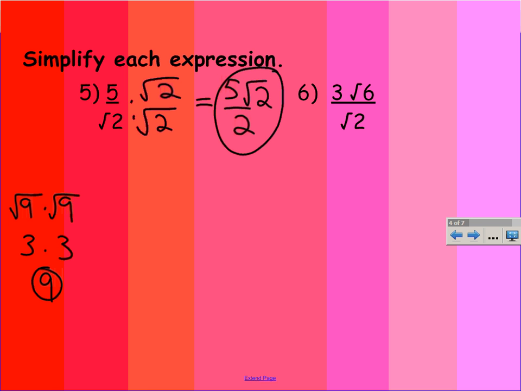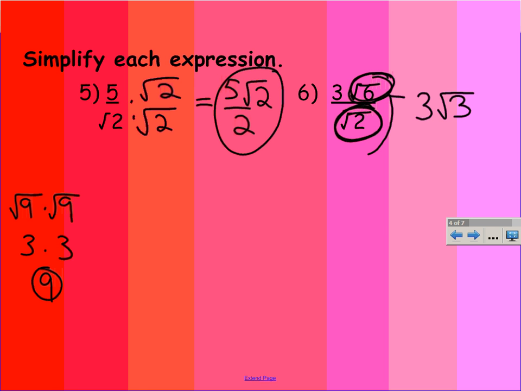On number 6, notice that I have a radical of 2 in the denominator, but I also have a radical of 6. So the easiest way to get here is to just divide the square root of 2 into 6. So I end up with 3 times the square root of 3. In other words, 6 divided by 2 is going to give me 3.